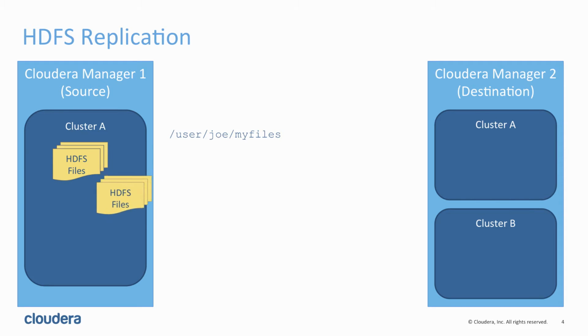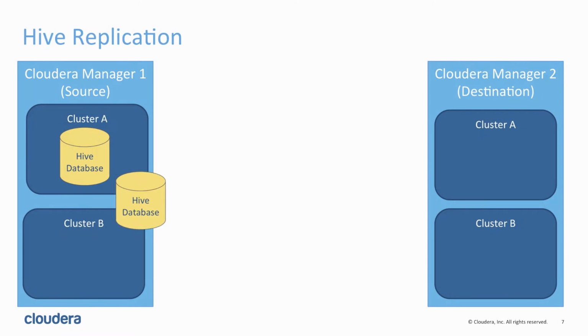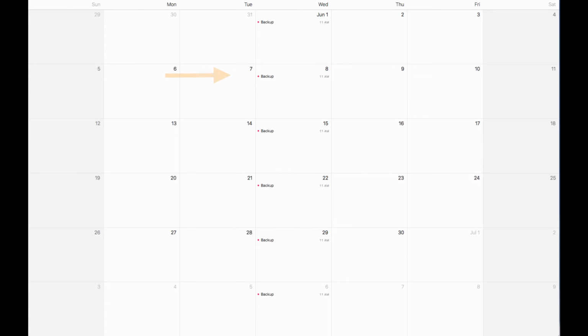HDFS replication can copy data to a different file path on the same cluster, to another cluster managed by the same instance of Cloudera Manager, or to a remote cluster. Hive replication copies a Hive database from one cluster to another managed by the same instance of Cloudera Manager, or to a remote cluster managed by a different instance. You can schedule these replication jobs to run on a recurring schedule or to run on demand.